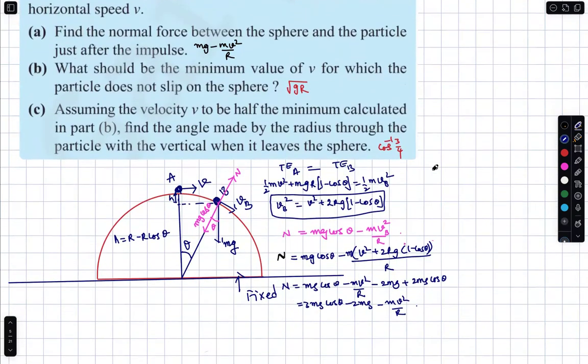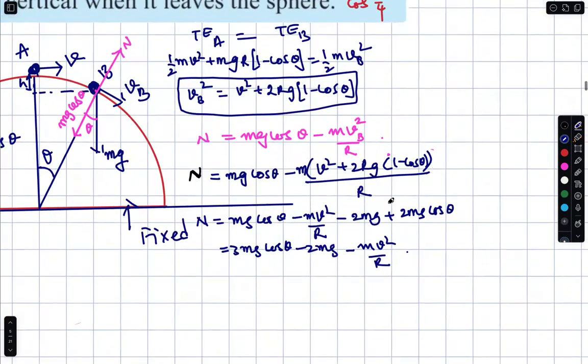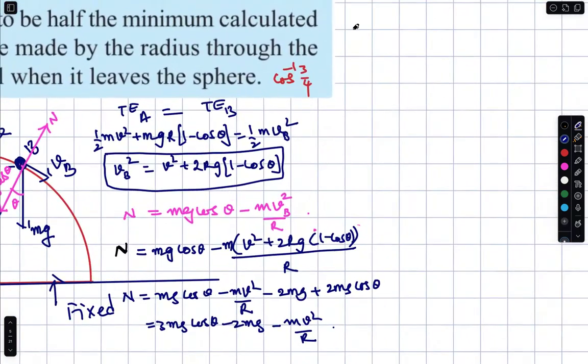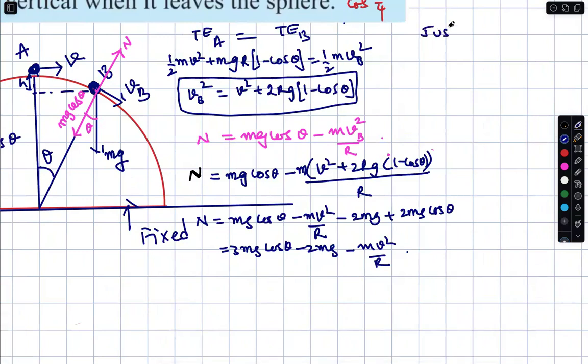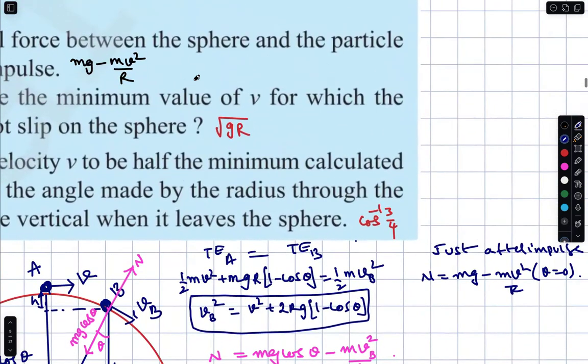Find the normal force between the sphere and the particle just after the impulse. Everything just after the impulse. Just after impulse. Normal reaction is, what is normal reaction? Theta is equal to 0. Put theta is equal to 0, what happens? This will become 3mg minus 2mg, mg. So mg minus mv square by r, because theta is equal to 0. Done.